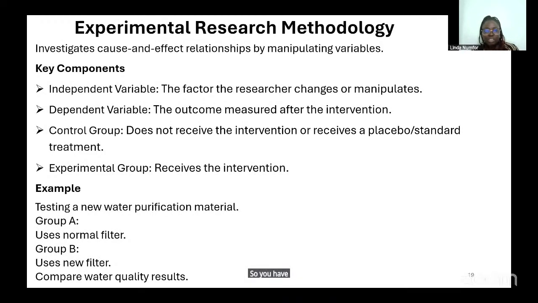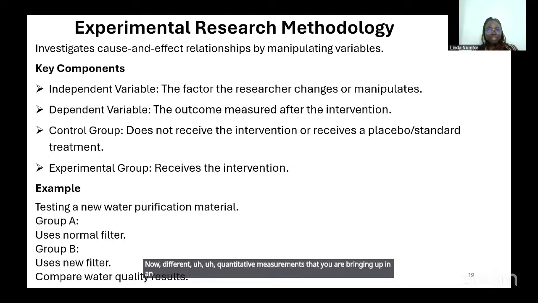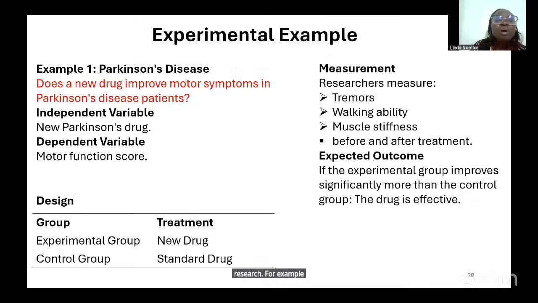So you have different studies now, different quantitative measurements that you are bringing up in an experimental research. For example, we want to talk about Parkinson's disease. Now, the research question will be, does a new drug improve motor symptoms in Parkinson's disease patients? So the independent variable here will be the new Parkinson's drug, and the dependent variable will be the motor function score.